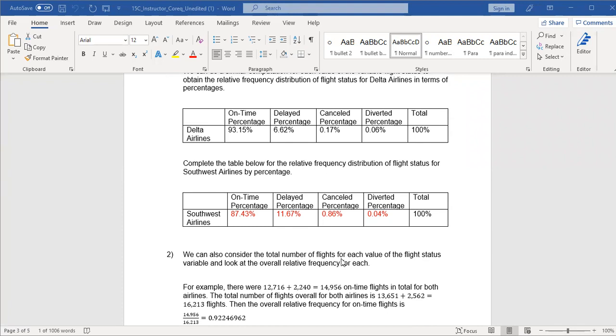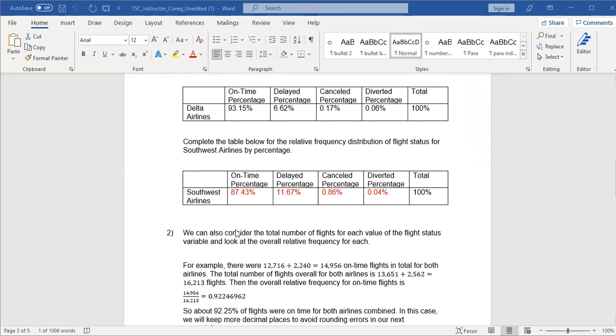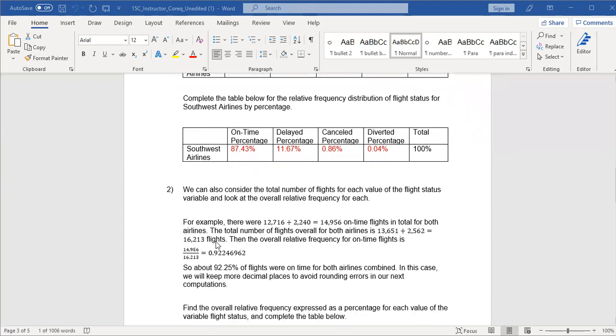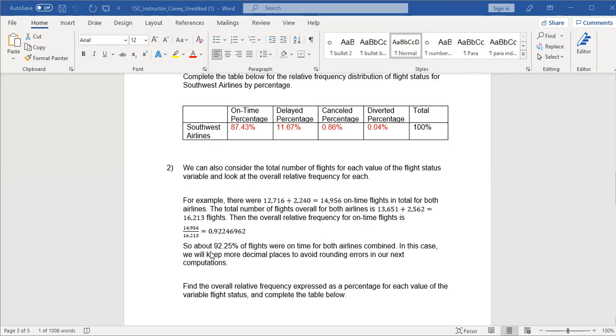And the total number of flights overall for both airlines is the total for Delta plus the total for Southwest, which is 16,213 flights. Then the overall relative frequency for on-time flights is that number, 14,956, divided by the total for both, which is 16,230. So about 92.25% of flights were on time for both airlines combined.